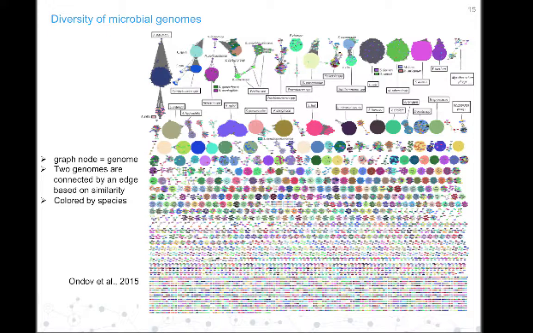Someone also attempted a map of the diversity of the microbial genome and identified the number of species for every genus. This is a clustering of species-specific genomes. That showed the complexity of microbiome analysis and the diversity of various collections of samples.